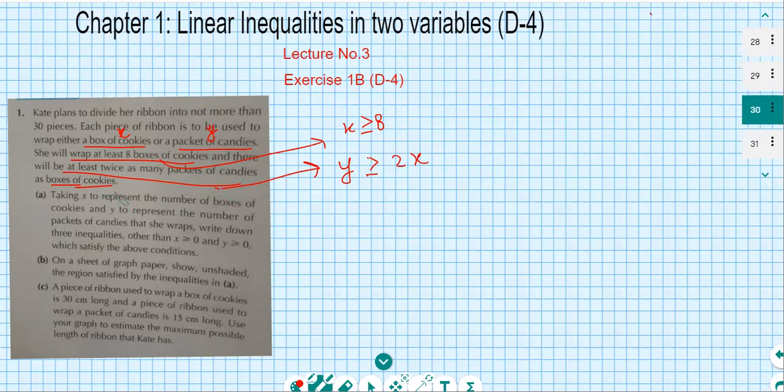According to this condition, the relationship between the number of packets of candies, which is Y, and boxes of cookies, which is X, has been described as at least twice as many packets of candies. So packets of candies should be 2 times the cookies at least. That is why the inequality becomes Y is greater than or equal to 2X. At least means it can be greater, but not less than 2X.